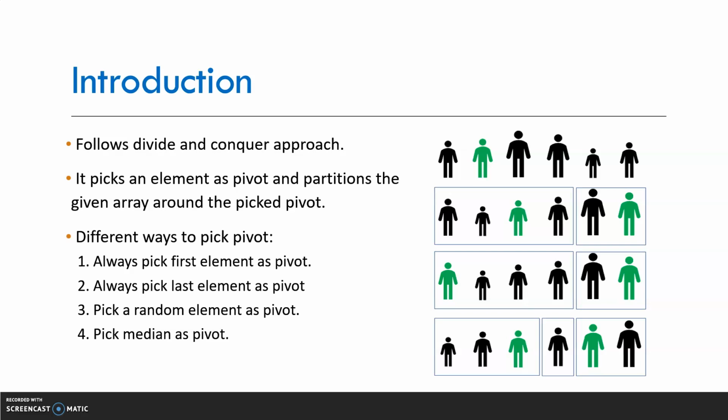So the main principle of quicksort is that it picks an element as pivot and partitions the given array around the picked pivot. Now there can be different ways to select the pivot point. We can select the first element as pivot or the last element as pivot. We can also randomly select a pivot element, or we can also take the median as pivot. So depending on the selection of the pivot point, the program for quicksort will be different.